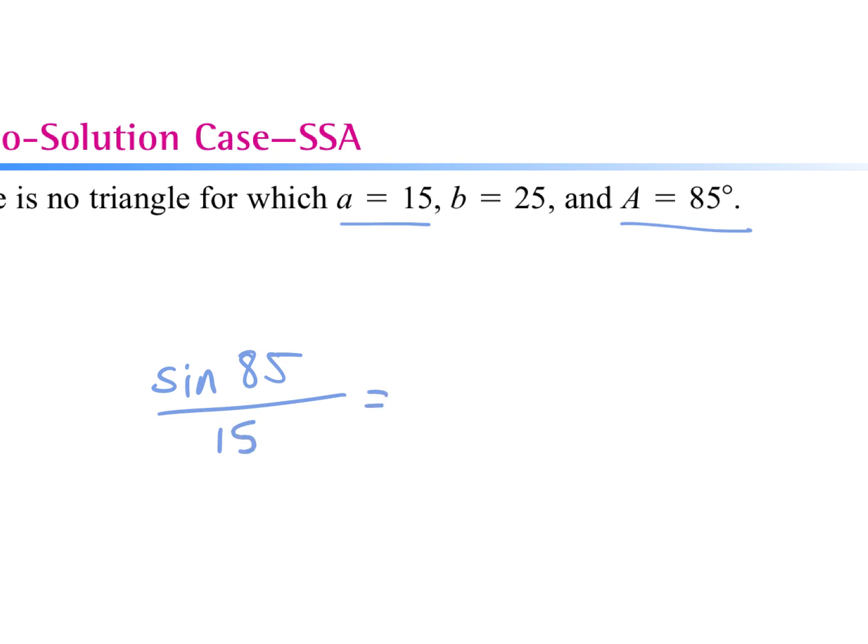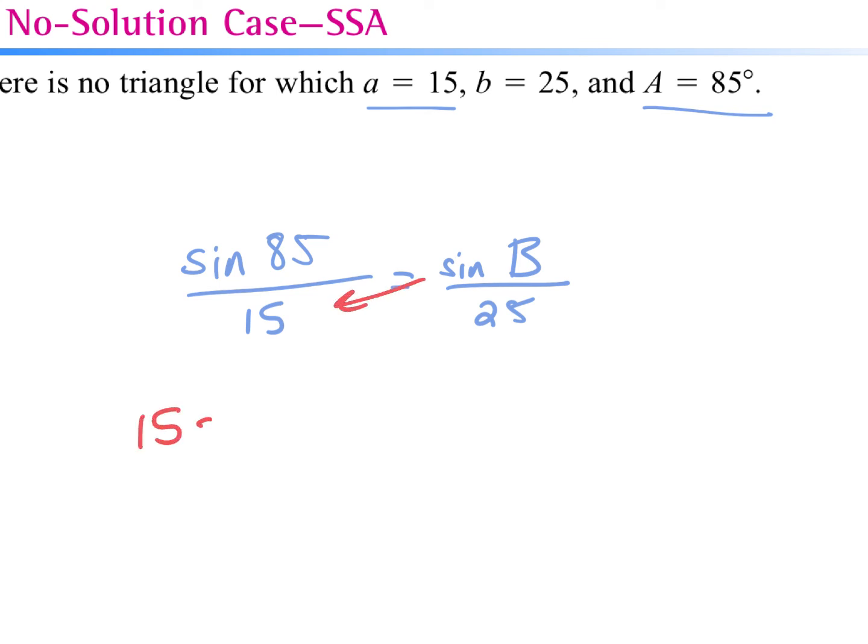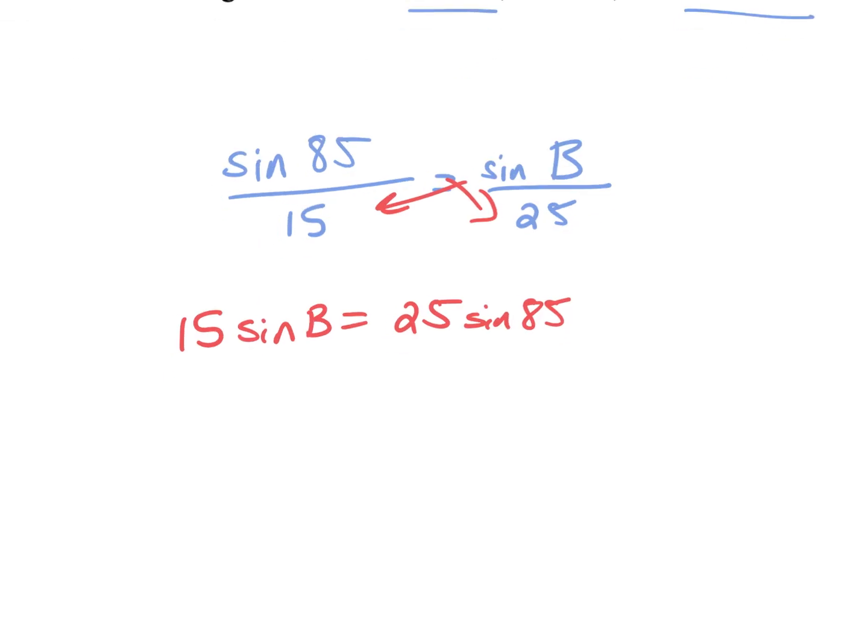Now, I don't know anything about C, but I do know a side length for B, correct? So I'm going to put 25 on the bottom, and I'm going to solve for angle B. And when I do this, am I going to find the exact value of B? No, it's going to give me the sine of B. This is where I have to do my second sine. So again, guys, follow what we've been doing. 15 times the sine of B equals 25 times the sine of 85. Now what do?